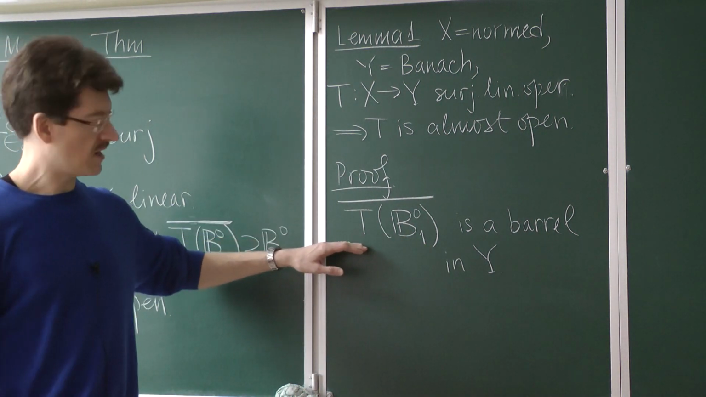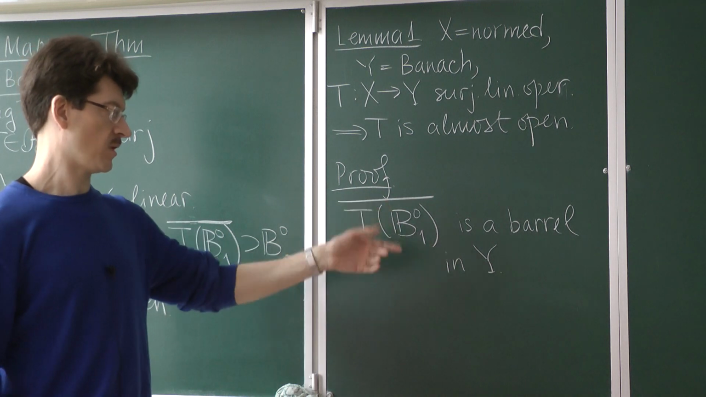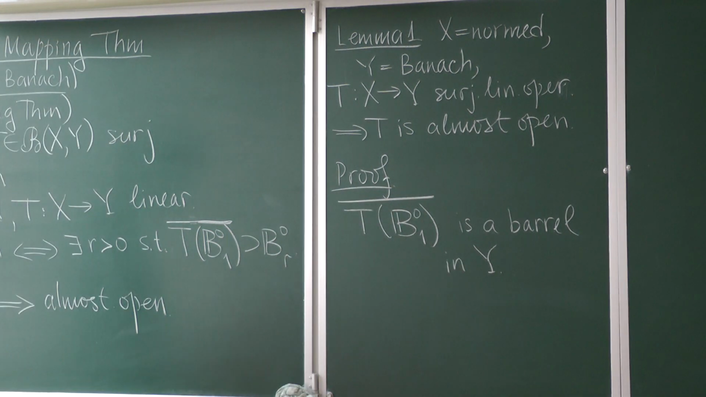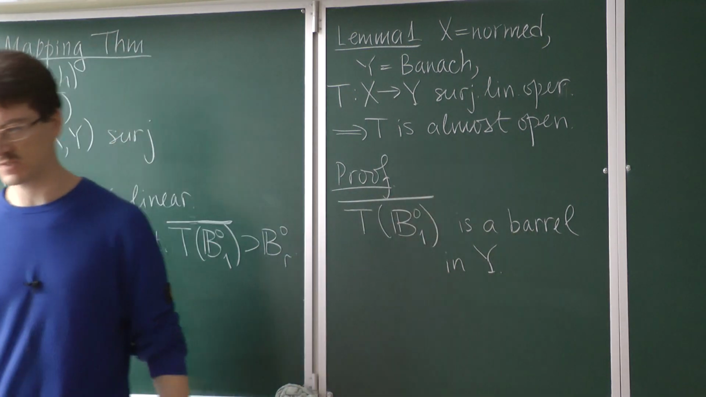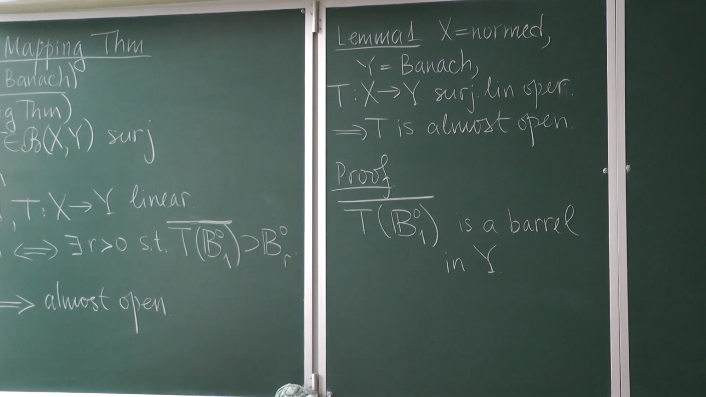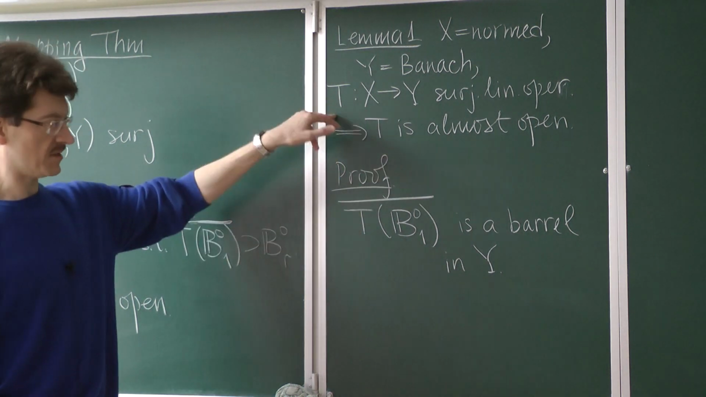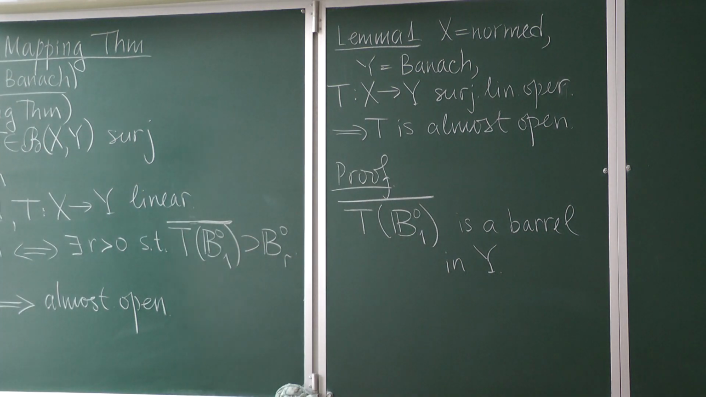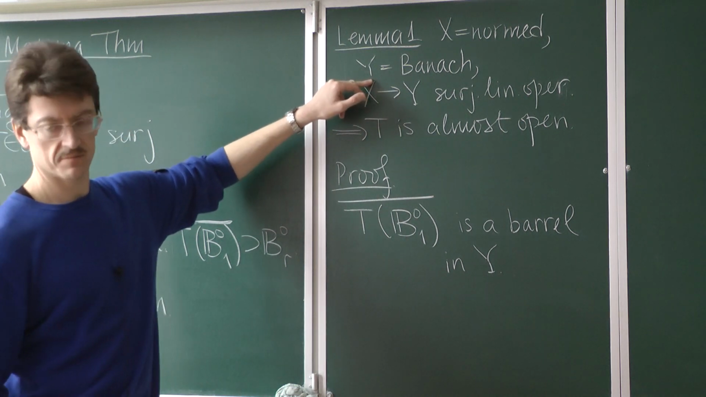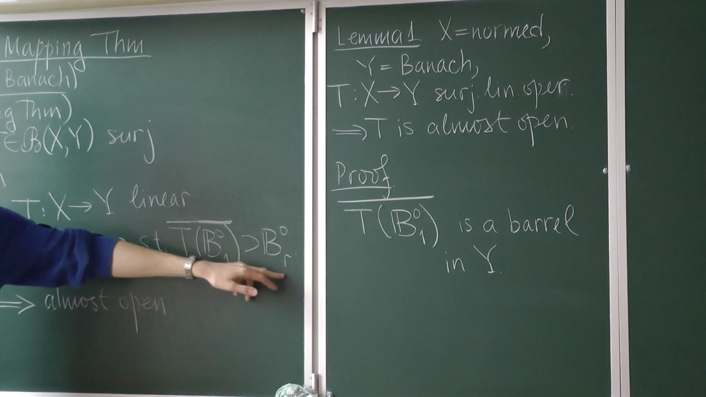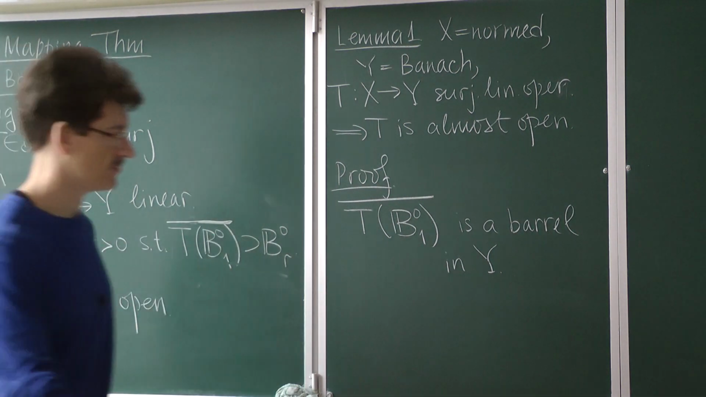So this set obviously has all these properties because the open unit ball is of course absolutely convex, and the linear image of an absolutely convex set is absolutely convex. Also, it's very easy to show that the closure of an absolutely convex set is also absolutely convex. And finally, this set is absorbing because T is surjective. So this set is a barrel, and in the previous lecture we proved that a barrel in a Banach space, and Y is a Banach space, contains a neighborhood of 0. And this is exactly what we wanted to show. So this completes the proof.